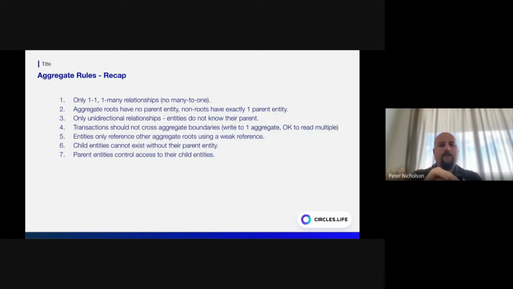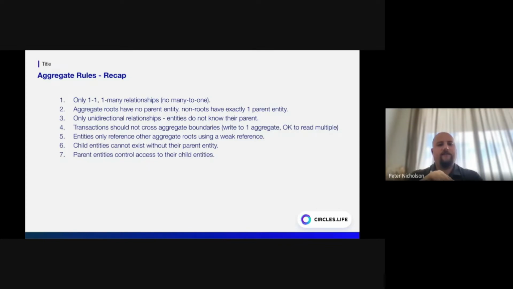Entities only reference other aggregate roots using weak reference. So that is another important concept that wasn't stressed properly previously: when an entity needs to reference something in another aggregate, it should only reference the root of that aggregate, not a child element. If you have to reference a child element, that means you have a model smell, and you need to investigate why.